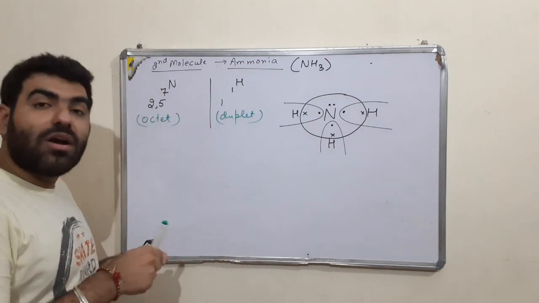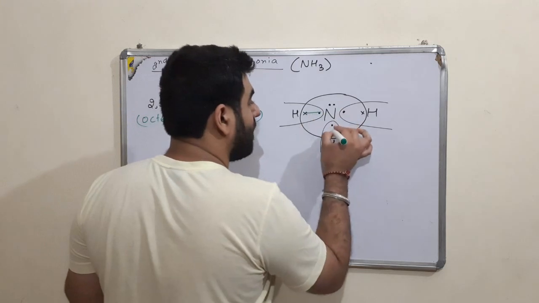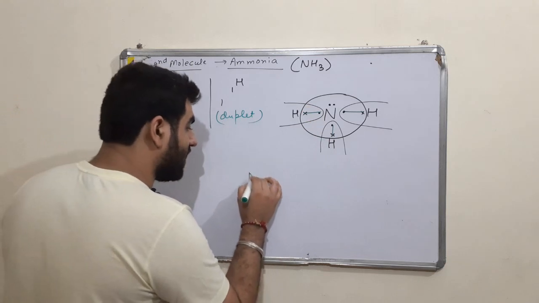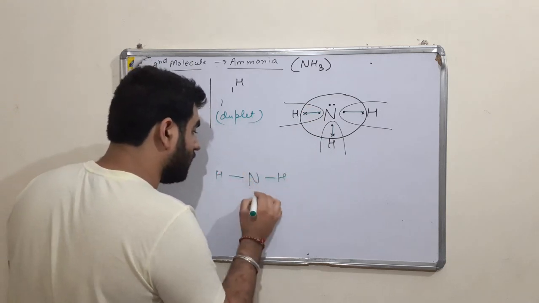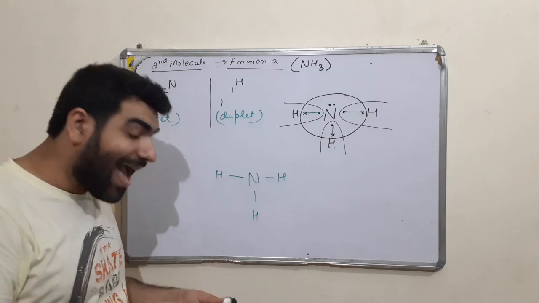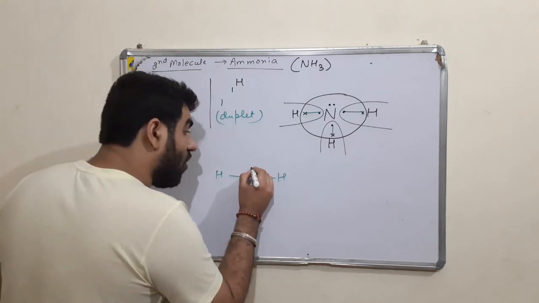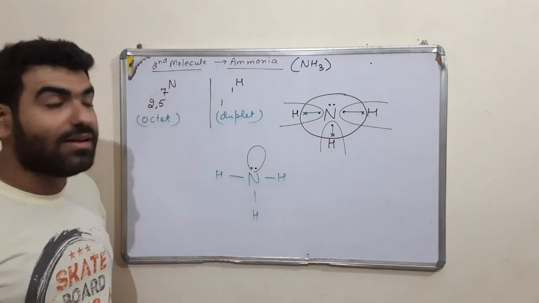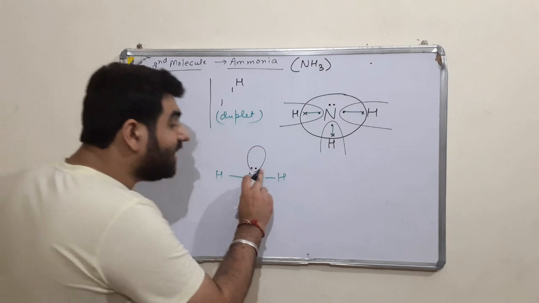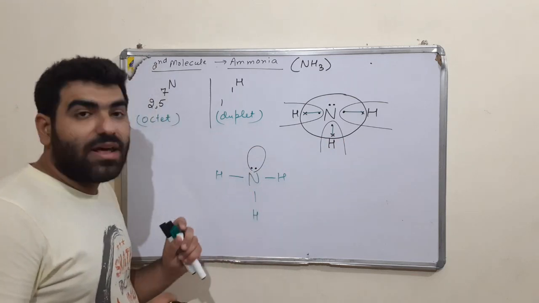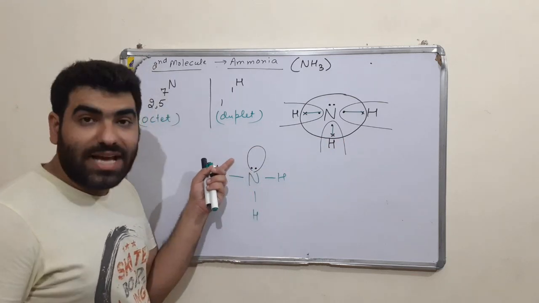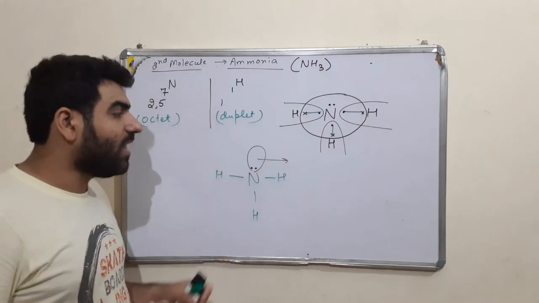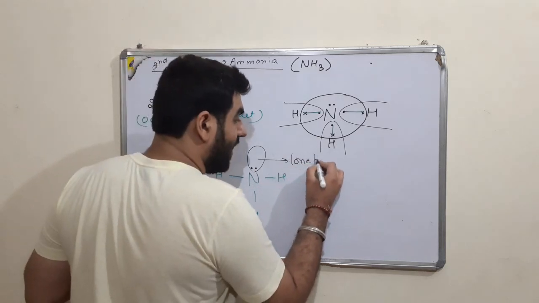Now let us see how the bond formation takes place between this and this. All right, so what is the final structure? Nitrogen, hydrogen, hydrogen, hydrogen. And there is a pair of electrons which has not taken part in the chemical bond formation. This pair of electrons, which has not taken part in any of the bond formation, is known as a lone pair.